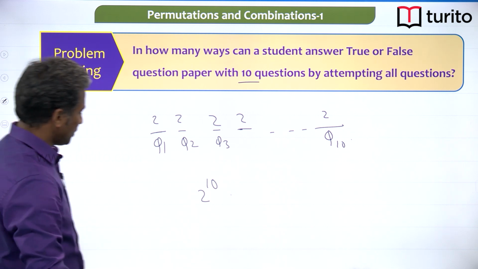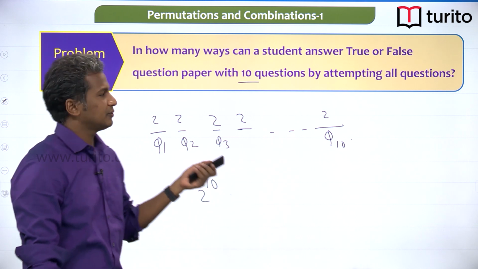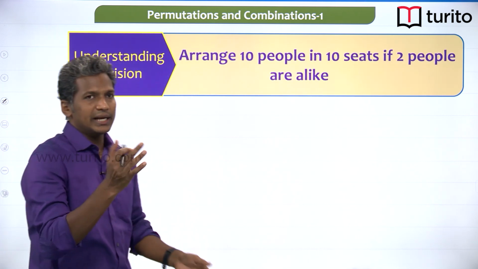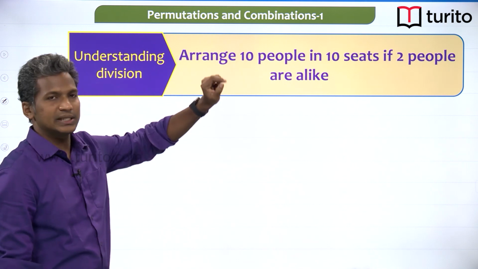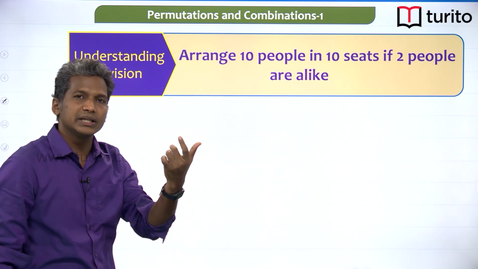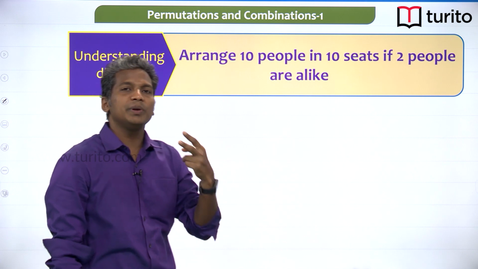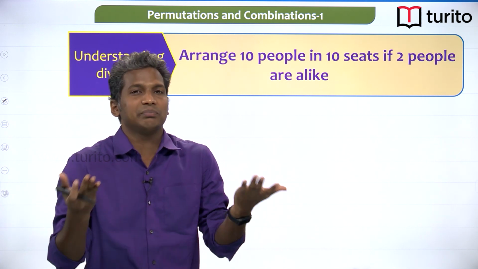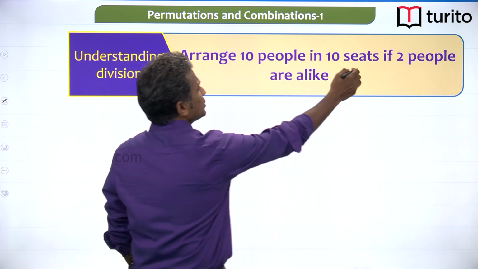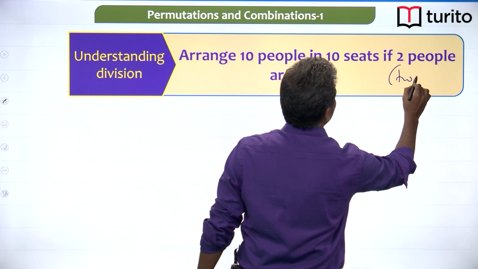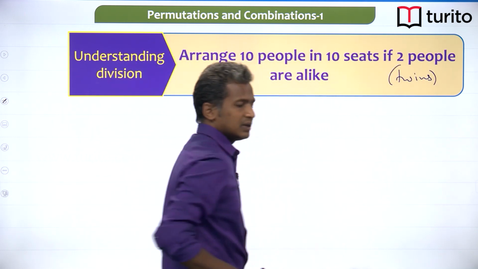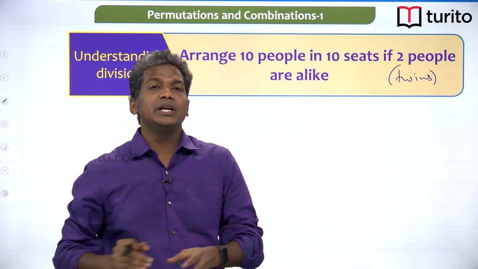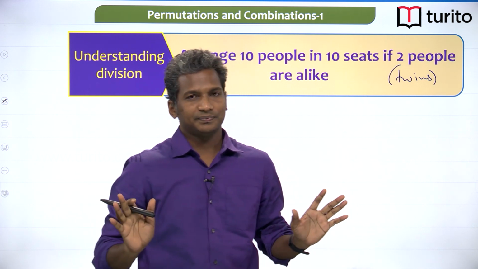Okay. So, now let us move on to the next phase of these ideas. Let us say you are arranging 10 people in 10 seats, but now there is a condition. What is it? 2 people are alike. So, if 2 people are looking the same, that means these 2 people must probably be twins. Okay. So, they look the same to you. Okay. And in how many ways do you want to arrange all of them?